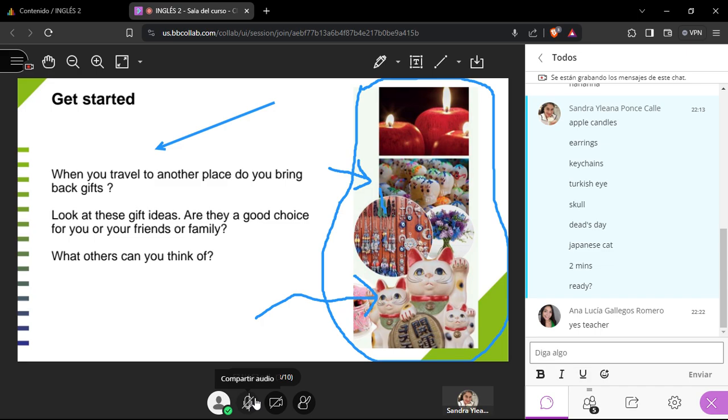All right, Brian and Harold, question number 2. Look at these gift ideas, the ones that you have here on the left: the apple candles, the skulls, the Turkish eye and earrings, etc. What do you think? Are they a good choice for you or your friends or family? Or are there other options to bring as a present? Brian.